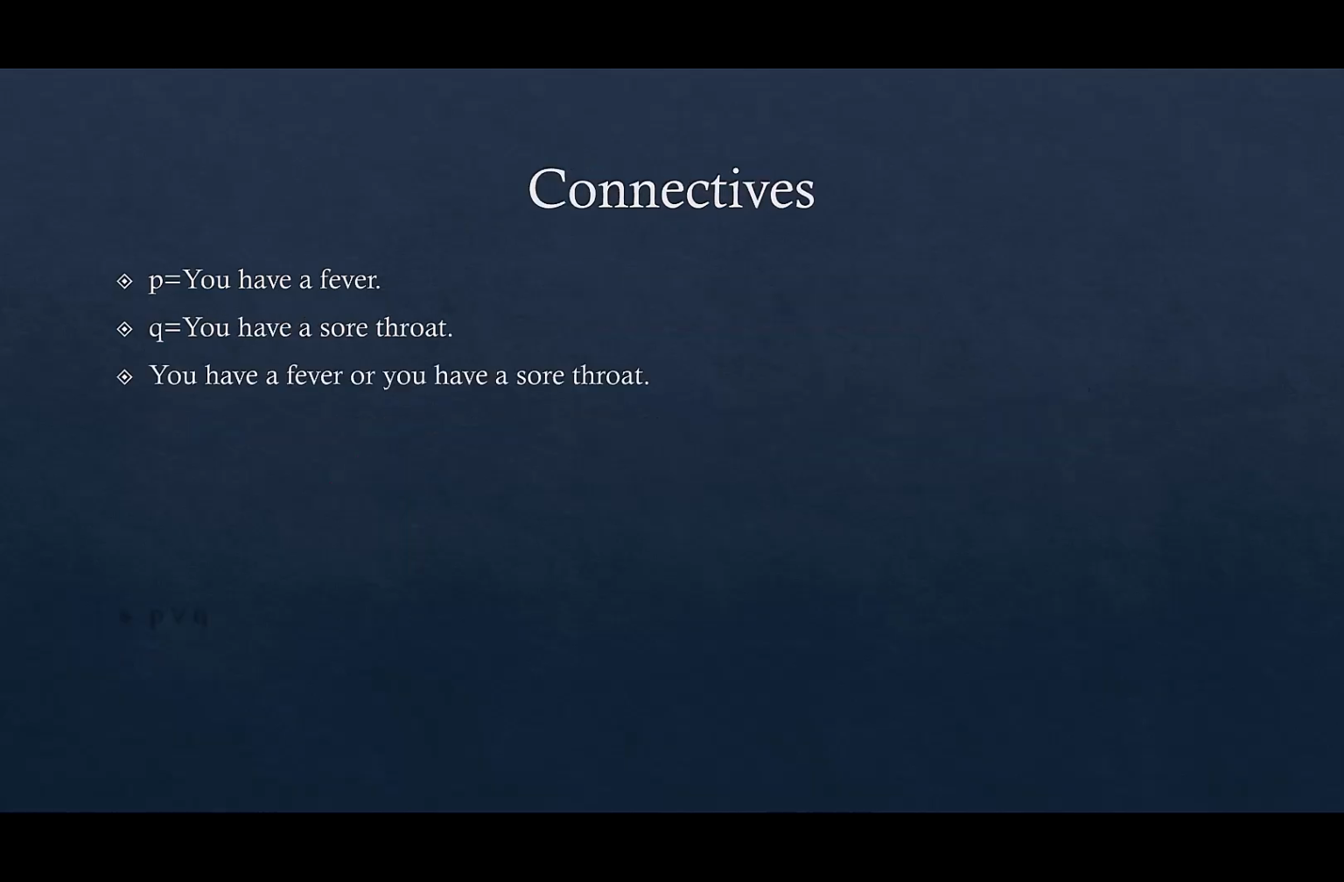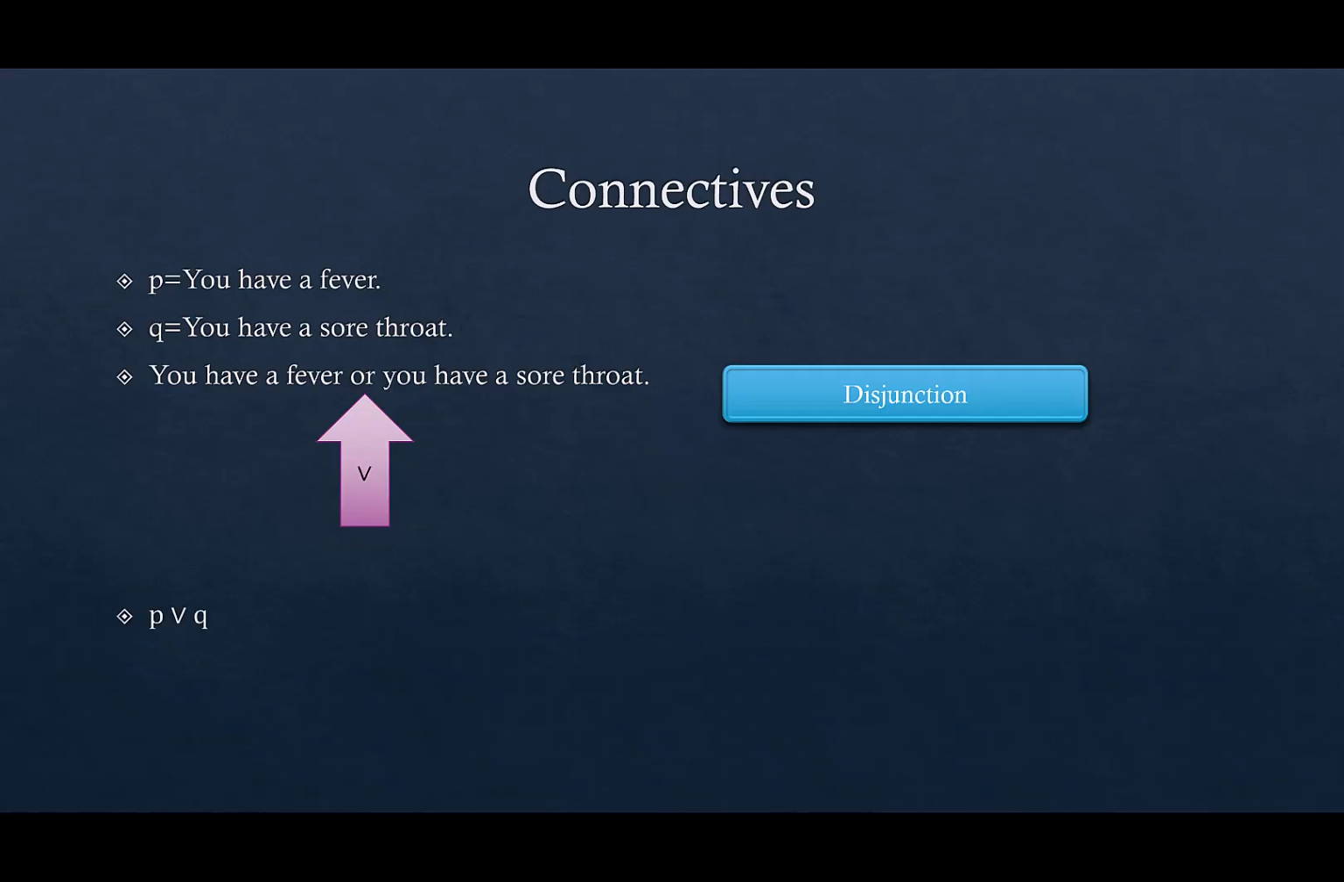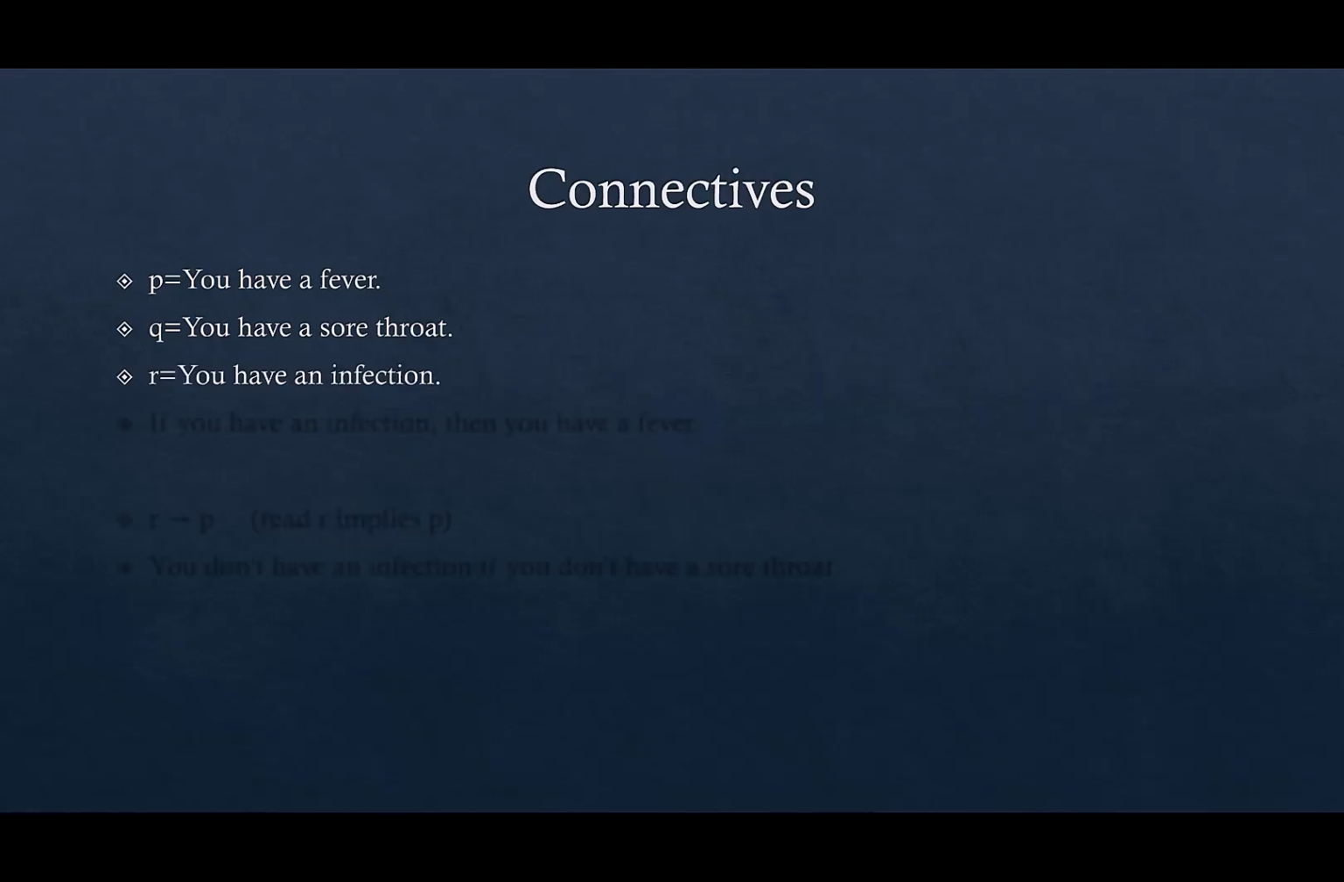If we switch our connective to or, meaning we have you have a fever or you have a sore throat, we will call this sentence a disjunction. So I want you to think conjunction is and, disjunction is or. The symbol we use for or looks like a V. That means we would write the sentence you have a fever or you have a sore throat as P or Q.